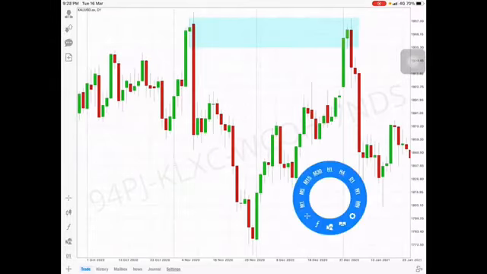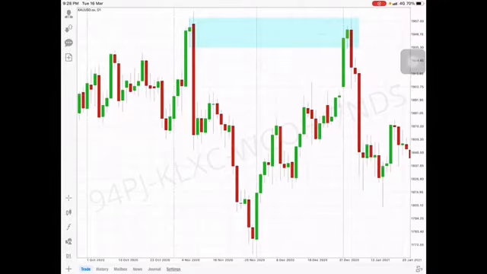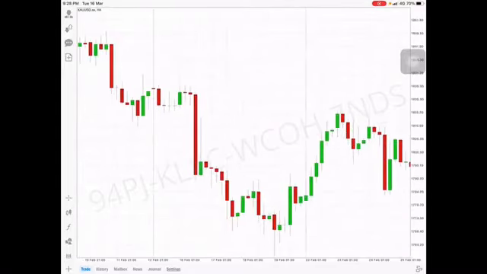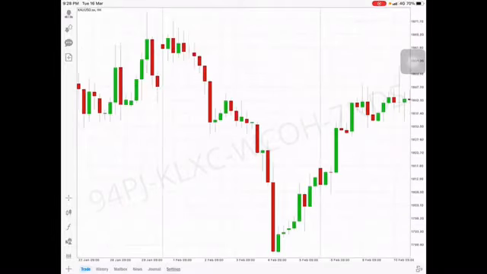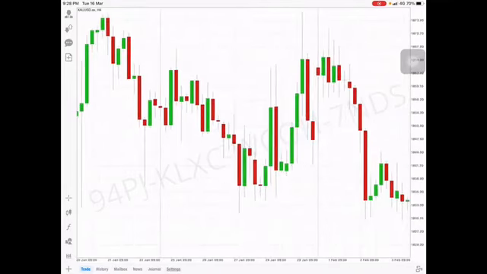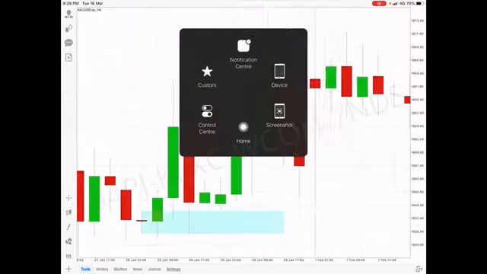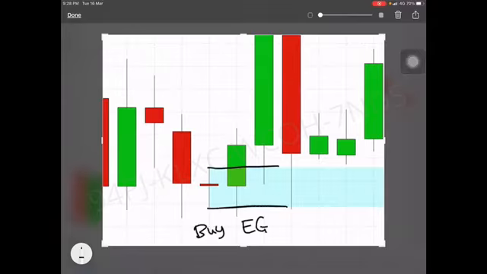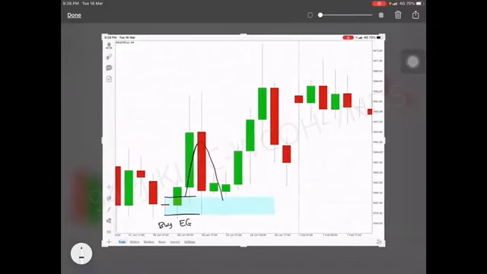I'm going to show you some more. Let's say if you go to H4, like this. Do you see this? This is a buy engulfing. So when the price comes back, you can entry for buy.